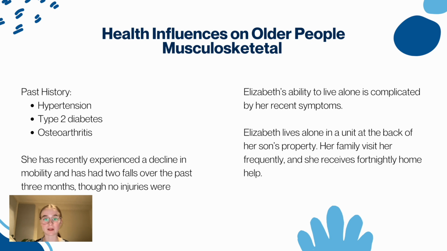Elizabeth lives alone in a unit at the back of her son's house. Although she receives fortnightly home help, this may not be sufficient given her physical decline and falls history. In summary, Elizabeth's musculoskeletal decline, combined with her chronic conditions and limited supervision, significantly affects her ability to live independently and safely. These factors must be considered as part of a holistic care plan, especially now that she is experiencing delirium.